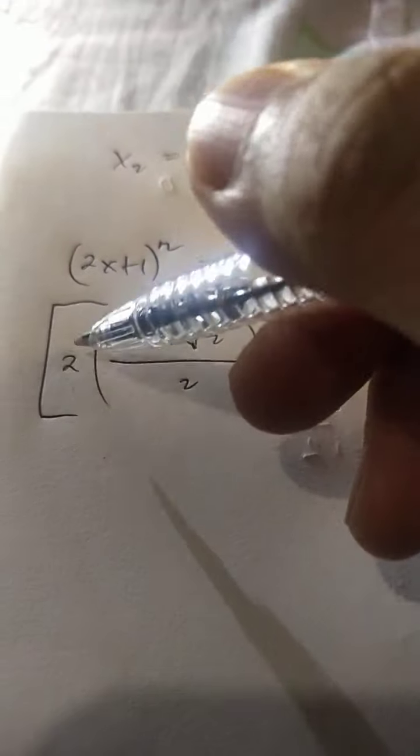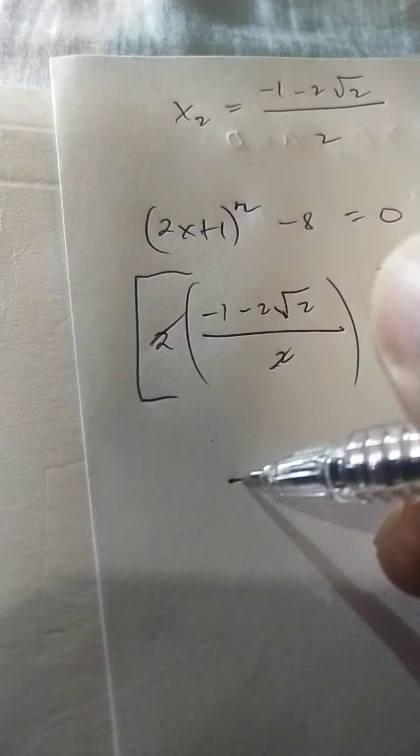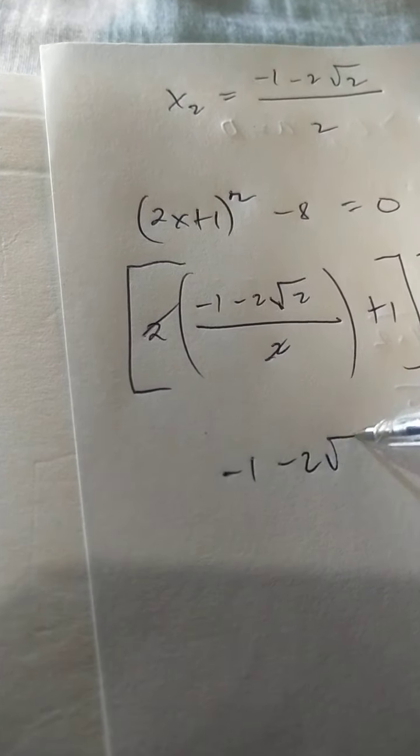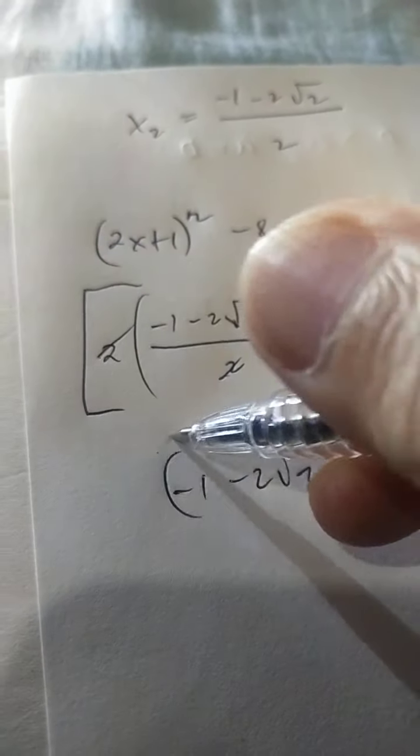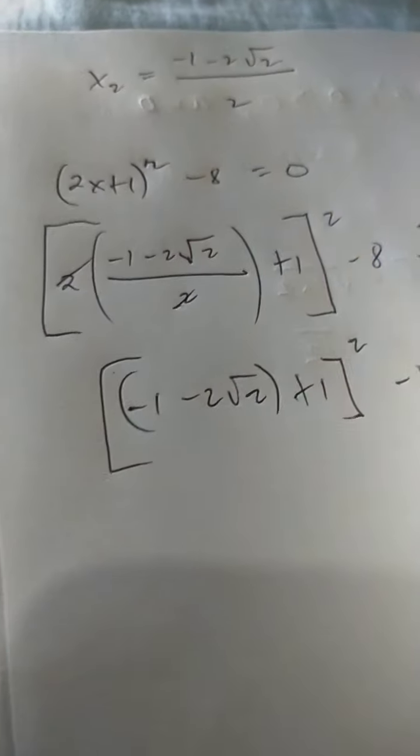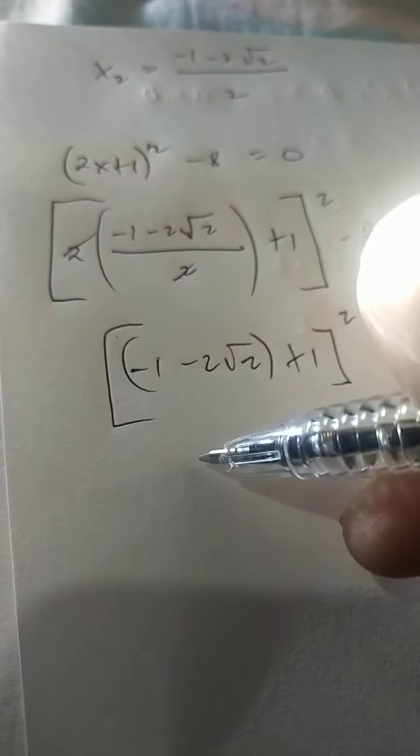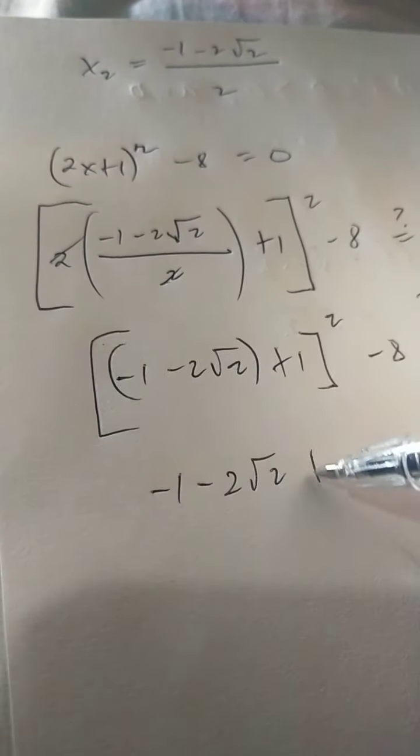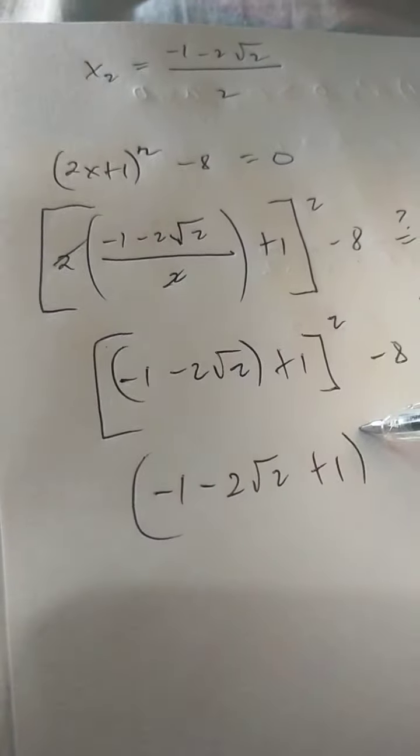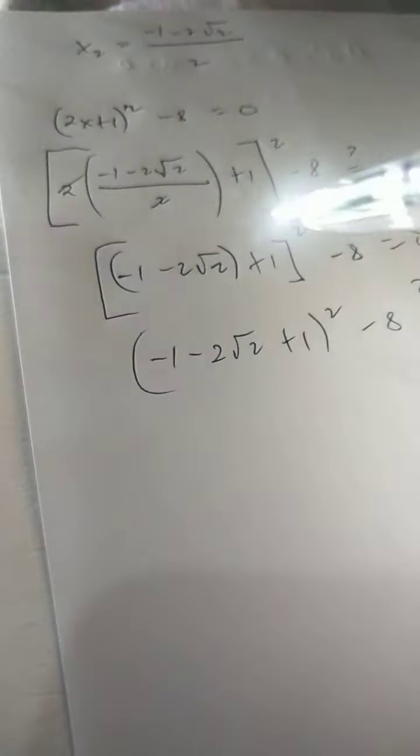Then we can now cancel yung 2. Ang natira doon ay negative 1 minus 2 square root of 2. Then we have the plus 1. Then we have the square minus 8 is equal to 0 question mark. And then, we simply remove ito, yung parentheses. We have negative 1 minus 2 square root of 2 plus 1. Then, we have the square minus 8 is equal to 0 question mark.